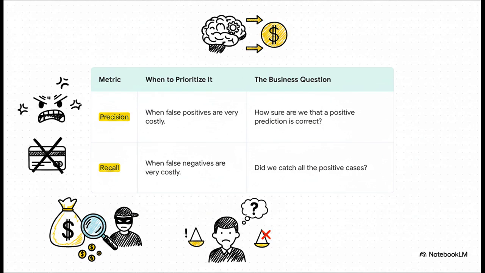Let's stick with the fraud example. If you tell the team to optimize for precision, you're saying, I absolutely cannot stand false positives. You don't want to block a good customer's transaction. That's a terrible user experience. But if you optimize for recall, you're saying, I cannot afford to miss a single fraudulent charge. You don't want those false negatives. One is about user friction, the other is about financial loss. Which mistake is worse? That's not a data science question. That's a business question, and you have to answer it.